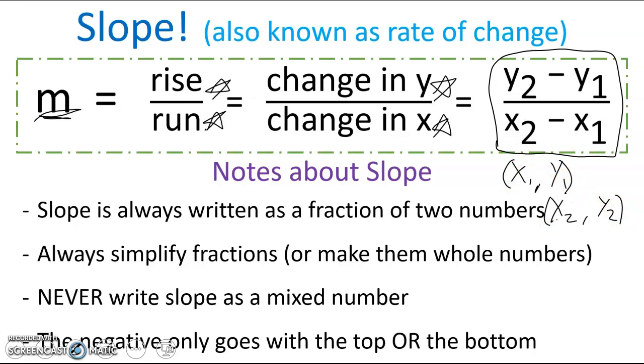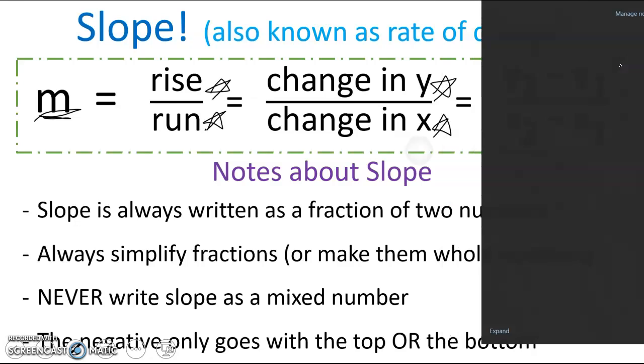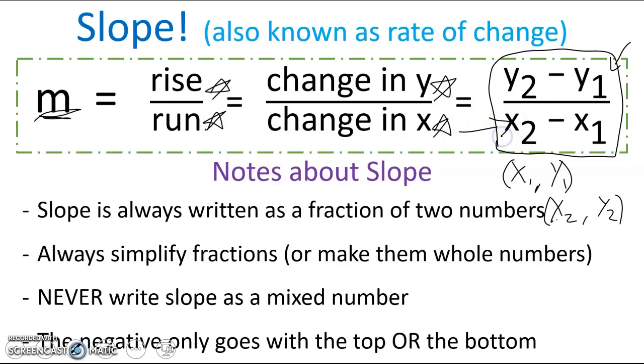Now, a couple things to remember about just the general nature of slope. Remember, rise over run. It's essentially talking about the steepness of a line. It's how much the line goes up over how much the line goes left to right. Remember, your y values are the ones that go on the top of the fraction, and the x values go on the bottom of the fraction.